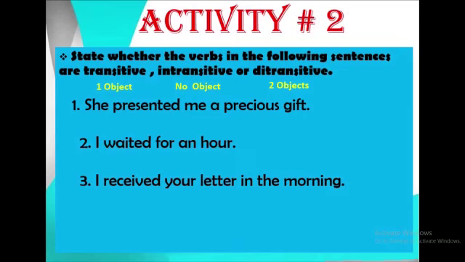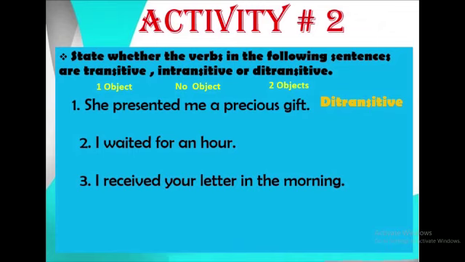So let's see sentence number 1. She presented me a precious gift. So here the verb is presented and after that there is me, a precious gift. So there are two objects. This is ditransitive.